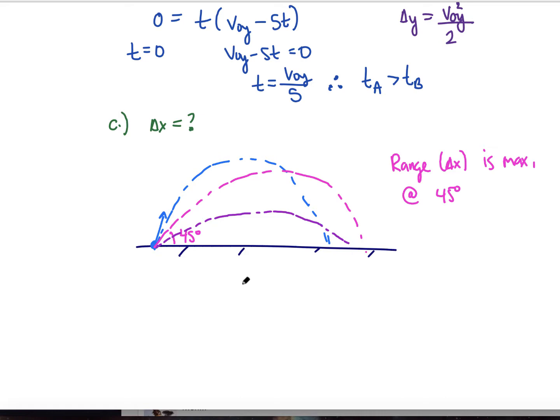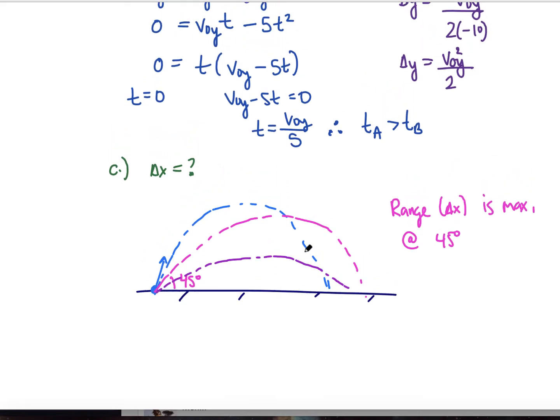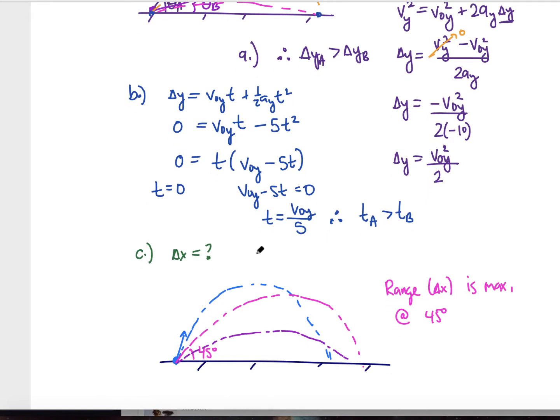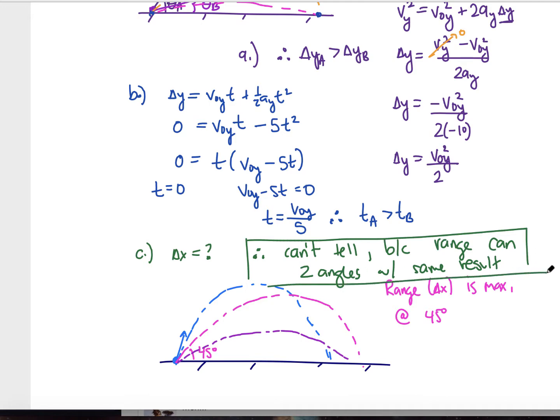So you can see from these three cases that it's not necessarily true that A would always be greater or always less than B. So my conclusion here is you really can't tell, because range could have two different angles for the same result. And that's okay. This is important to discuss.